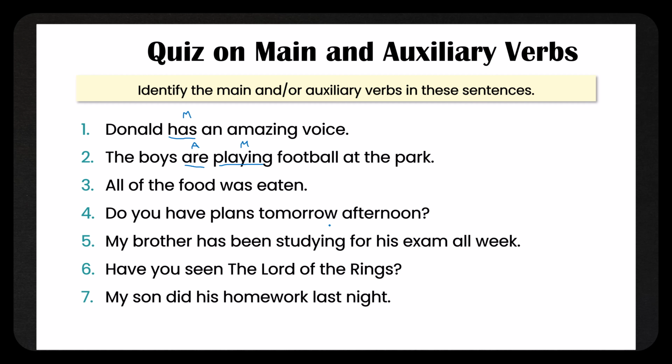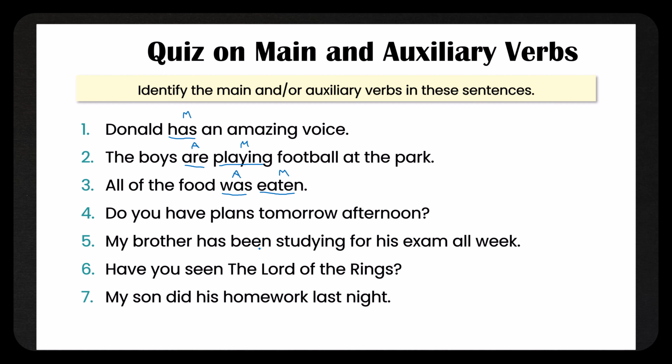Now, number 3 is a little more difficult. The main verb is eaten. This is in the passive voice. Eaten is the past participle of the verb eat. And the auxiliary verb is was. It's a form of the verb be that is used to create the passive voice.